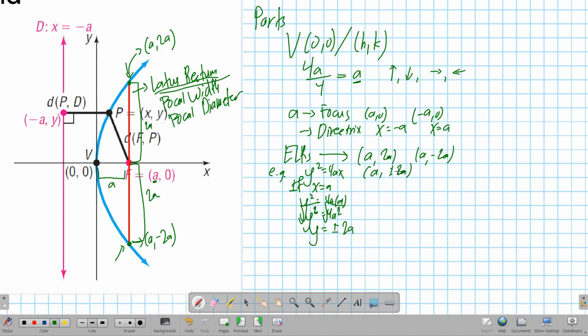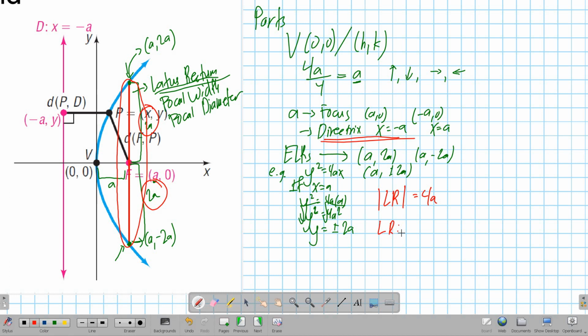Now, apart from these parts, there are also other parts that are sometimes asked of us. For example, we would have to find the length of this line segment, the length of the latus rectum. Given that this distance is 2a and the one below is also 2a, the length of the latus rectum is 4a. Apart from that, we also sometimes look into the equation of the latus rectum. Apart from the equation of the directrix, we also look into the equation of the latus rectum.